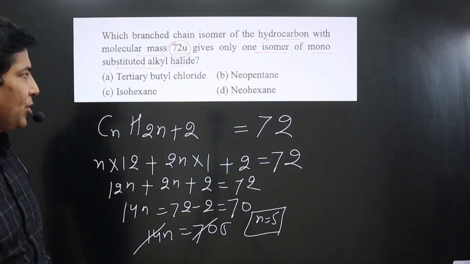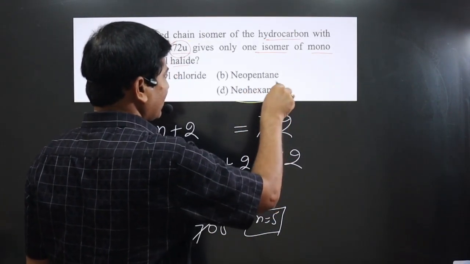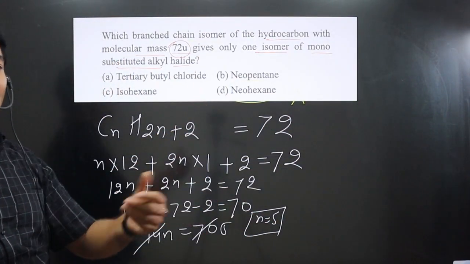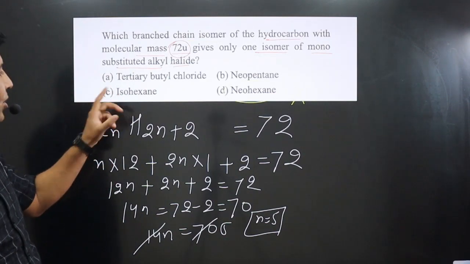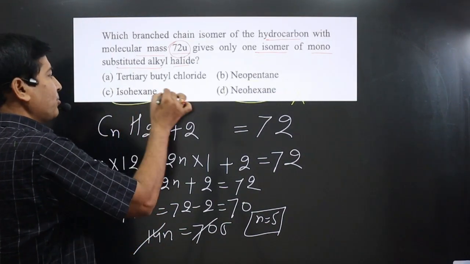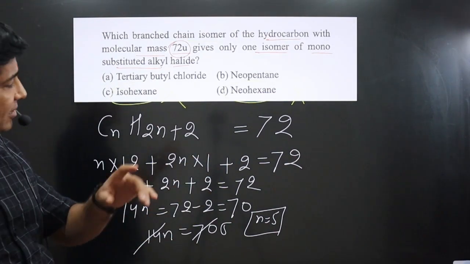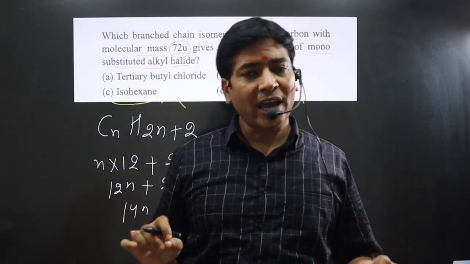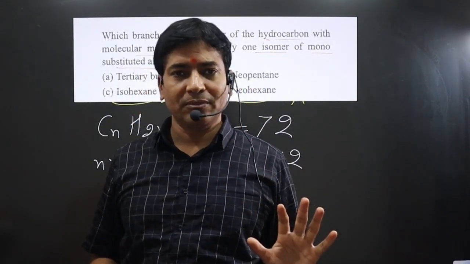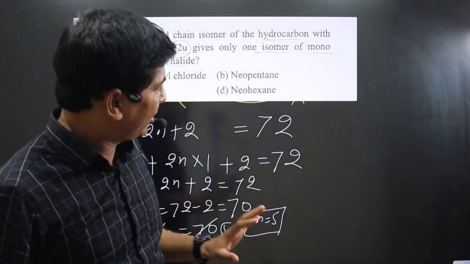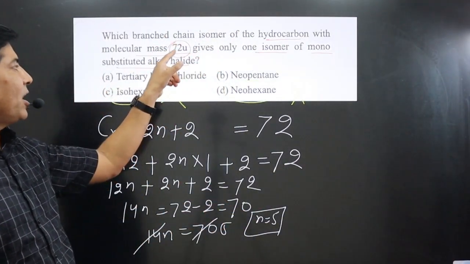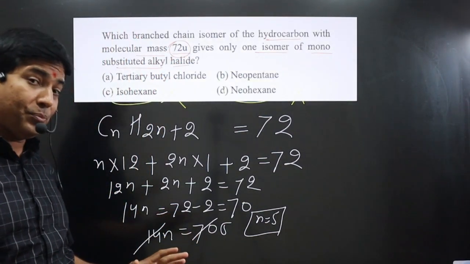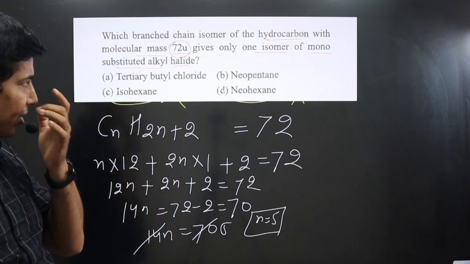Neohexane has 6 carbons, so I eliminate this option. Isohexane also has 6 carbons, so I eliminate this option also. Keep in mind, when an alkane undergoes halogenation, the number of carbon atoms stays the same. They do not increase or decrease. So if the hydrocarbon has 5 carbons, then the product will have 5 carbons. Halogen will be attached, but the number of carbons will be the same in the final product.